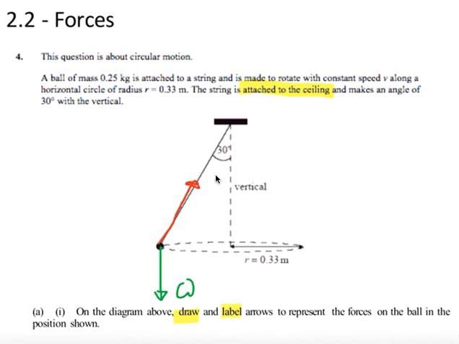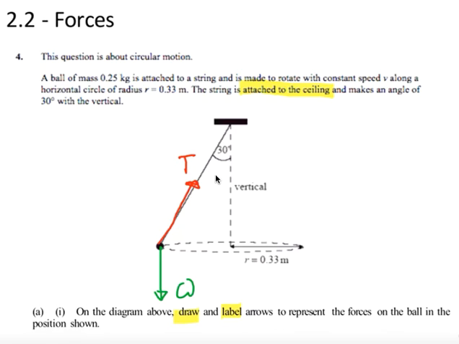Now, the string, being a string and not rigid, is not capable of pulling in any direction other than the length of the string. You can't twist the string to twist the ball. You can only pull on the string. So we call this the tension, and it's along the length of the string.